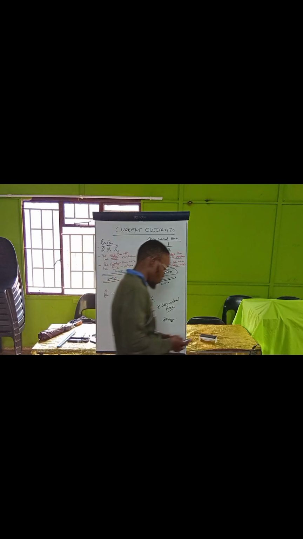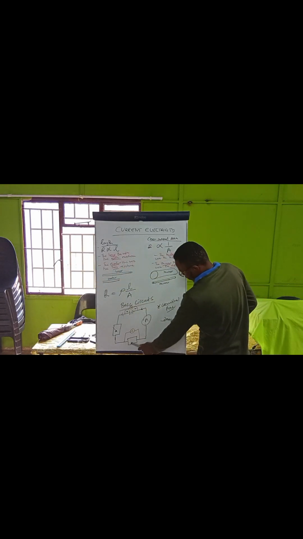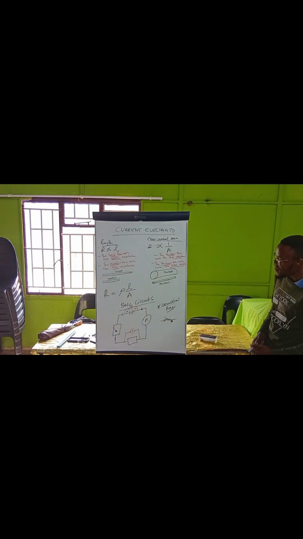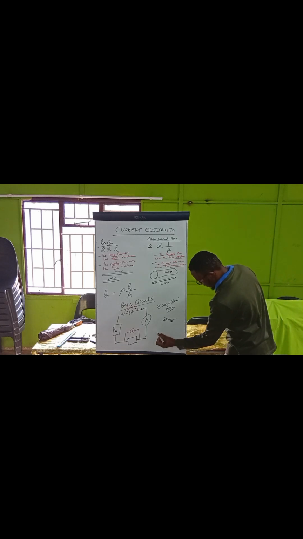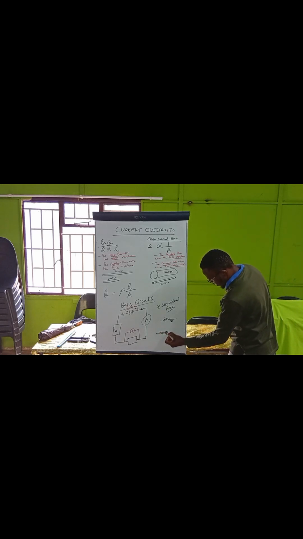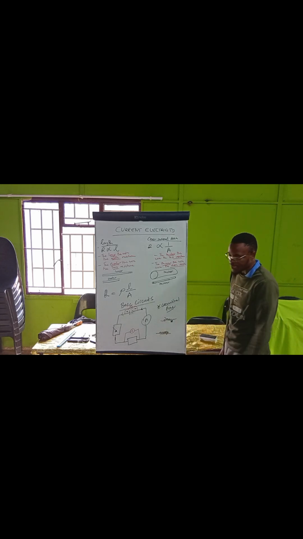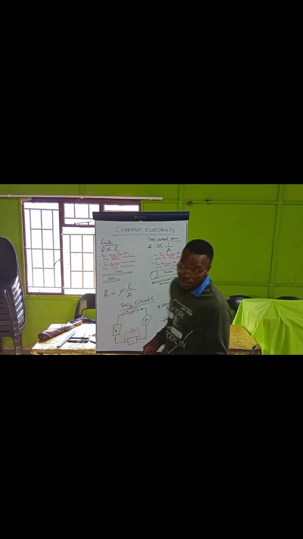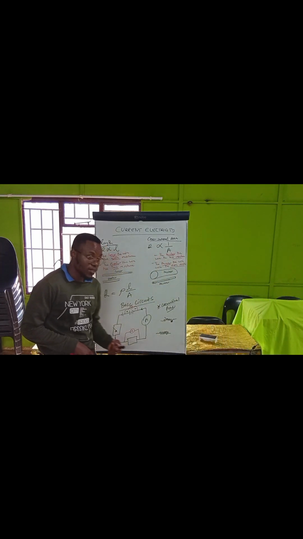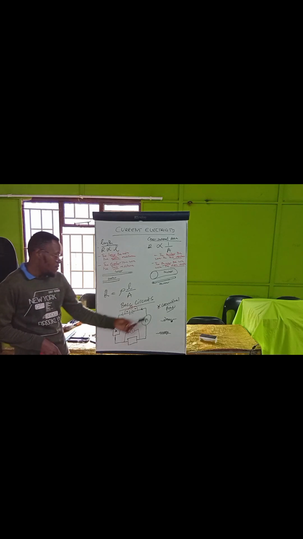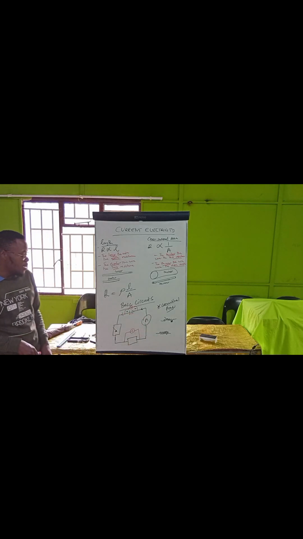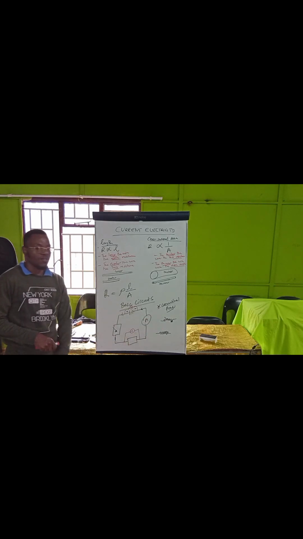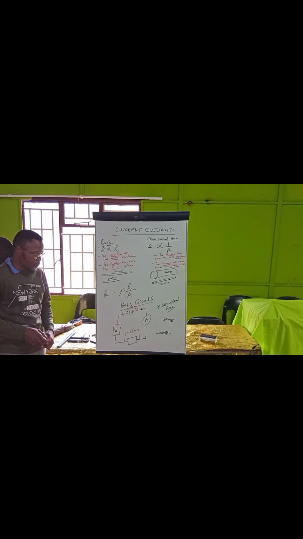This is another symbol for it. And then this one is called a fixed resistor. You can also illustrate it like this. It doesn't have an arrow. So the difference in the symbol for a rheostat or a variable resistor and a fixed resistor is that a fixed resistor doesn't have an arrow, yet the rheostat or a variable resistor will always have an arrow.